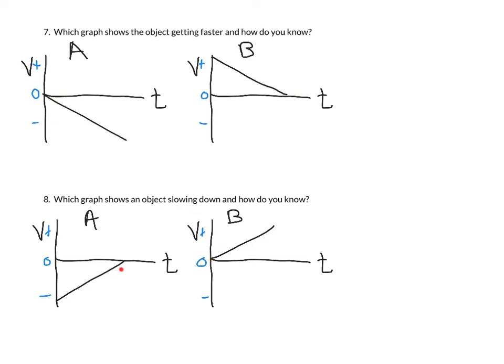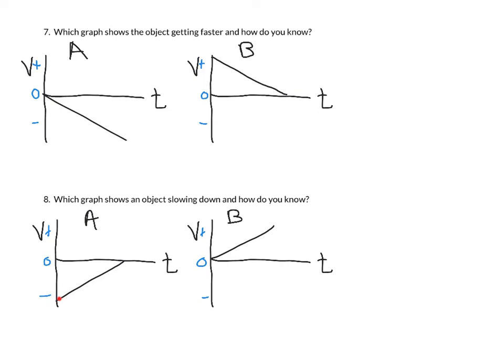So which one of these graphs has a line that's getting closer to 0? Well, this one. It's starting with a very fast negative velocity, and it's slowing down. It's getting closer to 0, but the line's going up. Well, here's the thing, okay? Here's what can be confusing about this. The negative here, all it's telling us is the direction of its motion. It's not telling us how fast or slow. The negative part only means direction.